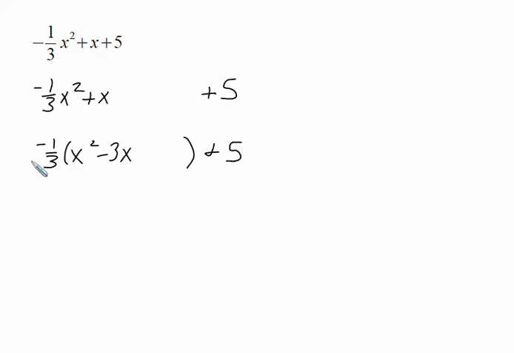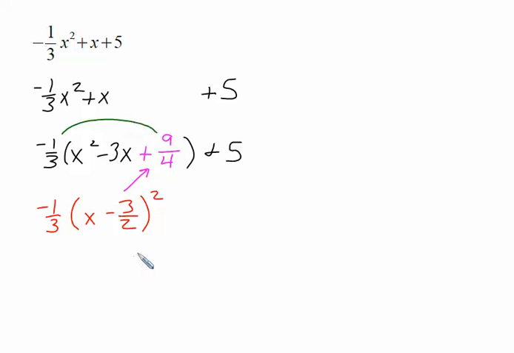Because negative 3 times a negative 1/3 is a positive 1. Now we complete the square. So we've got the negative 1/3. Cut this in half, so it'll be x minus 3 halves, the quantity squared. When we square 3 halves, 3 squared is 9, 2 squared is 4, and it becomes a positive.